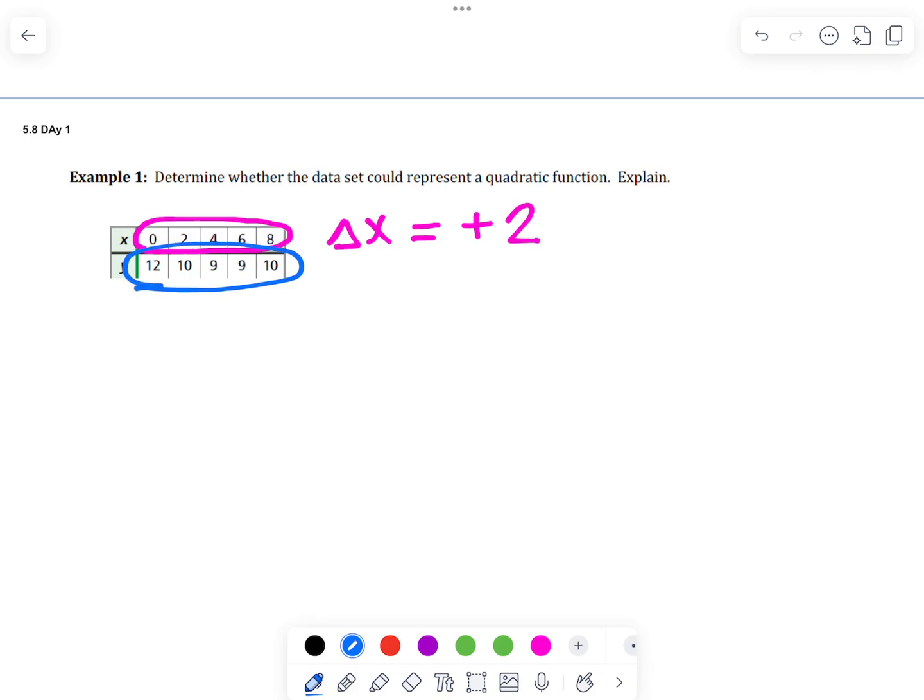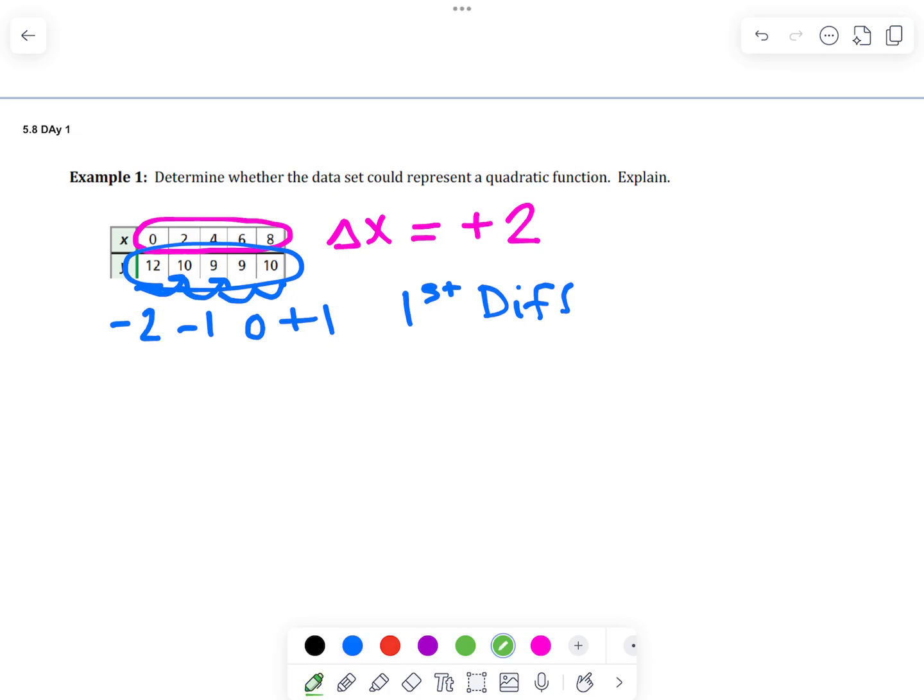So we need to first find the first difference. So we're going from 12 down to 10, so we're subtracting 2. Then we're going from 10 to 9, subtracting 1. Then from 9 to 9, we're getting 0. And then from 9 to 10, we're getting +1. So that's the first difference.